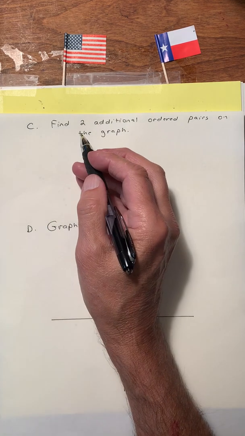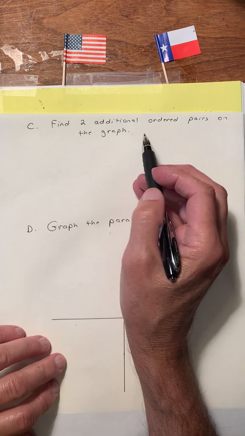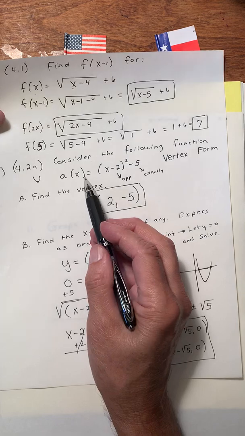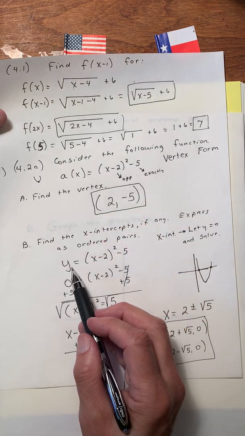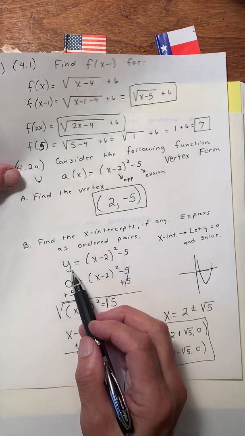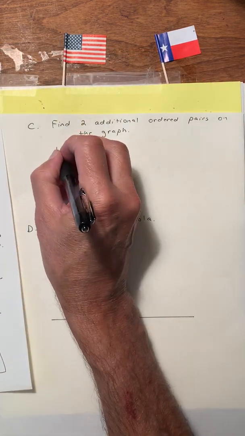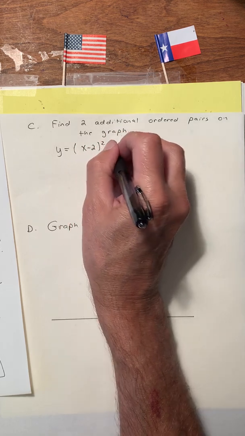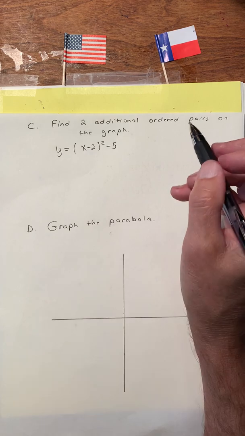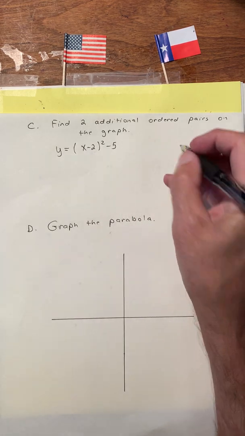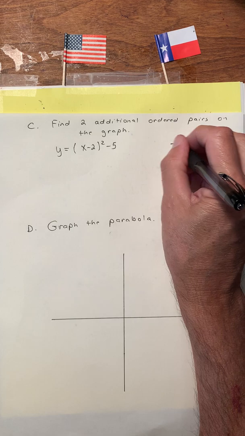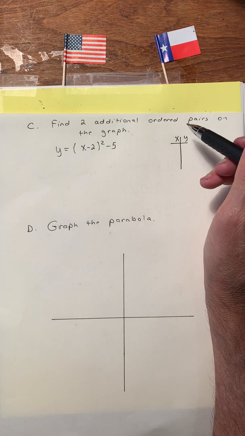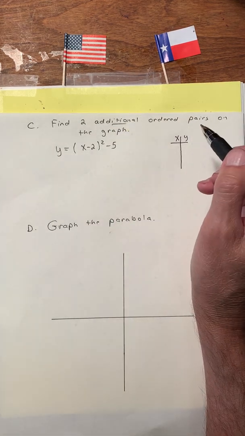All right, oh my goodness, there's a C part. So it says find 2 additional ordered pairs on the graph. Let's go back and look at our original equation. I'm going to put it in the form y equals because I'm going to have to find ordered pairs. y equals (x minus 2) squared minus 5. That's my equation. I need to find some x's and y's. This is where I create a little grid. Notice it says additional, so I can't use the ones I already have.